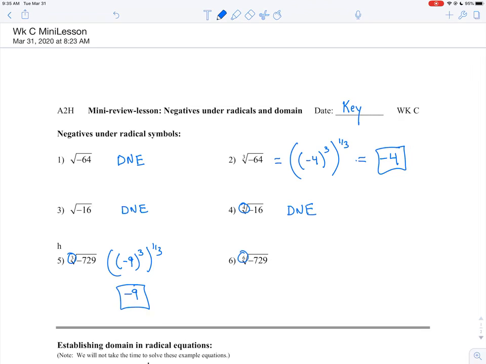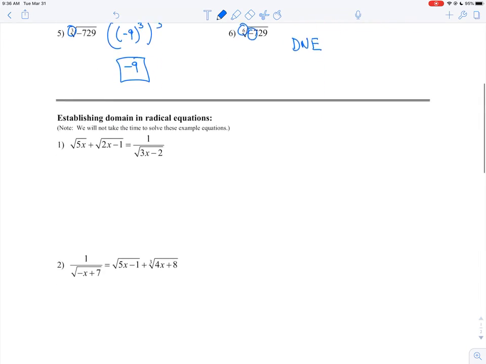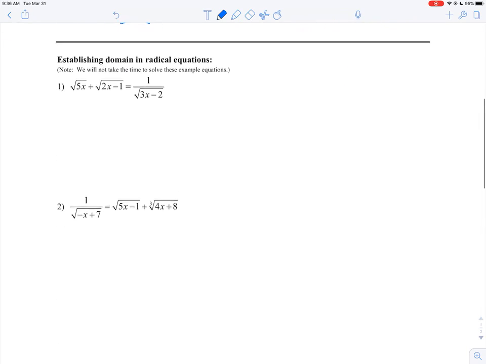Sixth root, negative number within the radical. Without doing any work, we can just say that that does not exist. So all you're looking for on these is even root versus odd root. Odd roots of a negative, you should be able to simplify. Even roots of a negative do not exist for the moment until we get into our imaginary numbers.